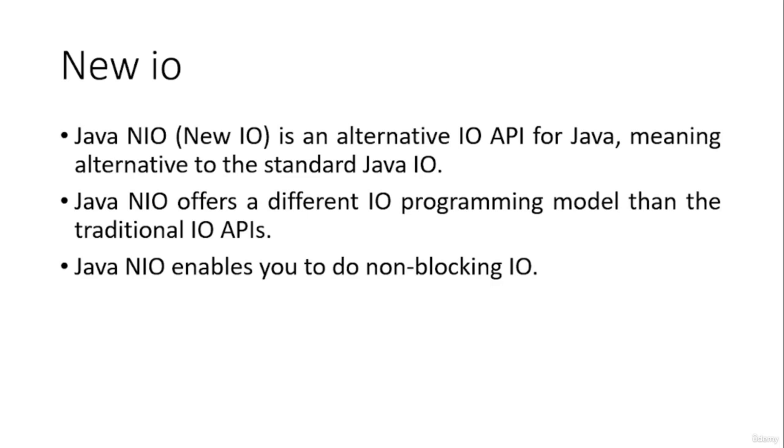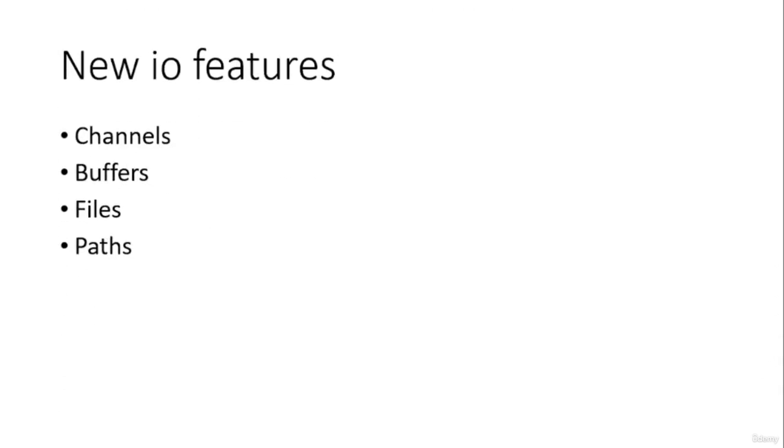Now let us see some more points about new IO. New IO is present in the NIO package, and in that package all the new classes and interfaces are present. Now let us discuss some more features of new IO. Channels, buffers, files, and paths are the new features available in new IO. We will not go through each and every feature, but we will go through the paths and files features in the programming examples. So we will go to that now.